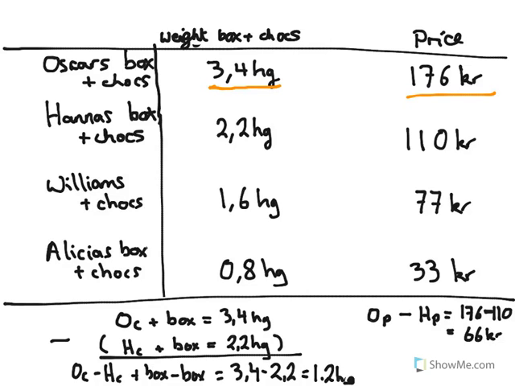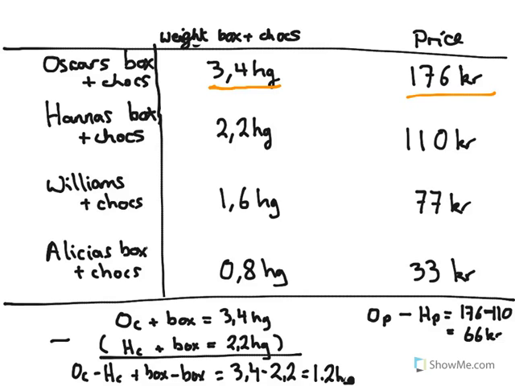Hannah bought 2.2 hectograms of the box and the chocolates. We still don't know how much the box weighs, and that costs 110 kronas. William bought 1.6 hectos, and it cost 77 kronas. And Alicia's box and chocolates weighed 0.8 hectos, and she paid 33 kronas. So the question is, how can we get rid of the box?